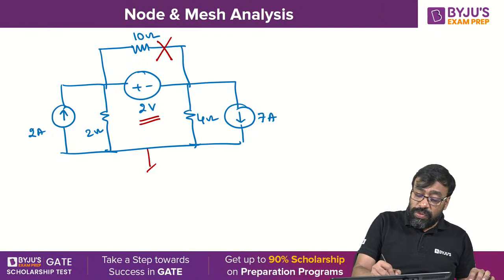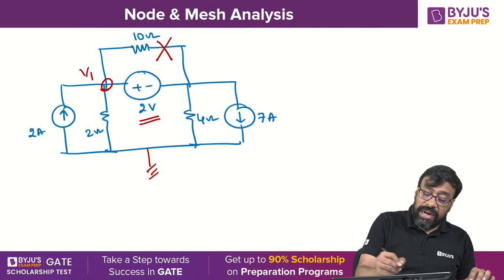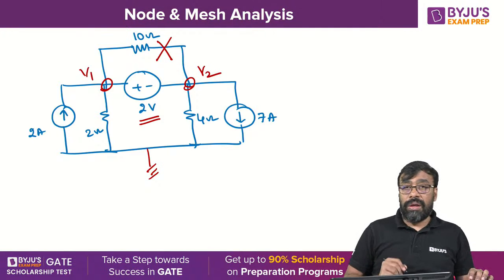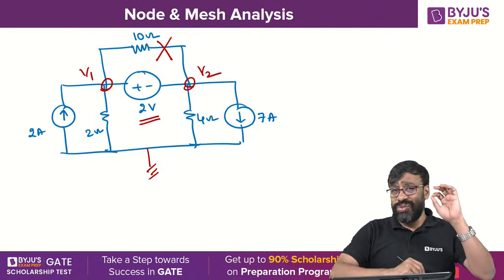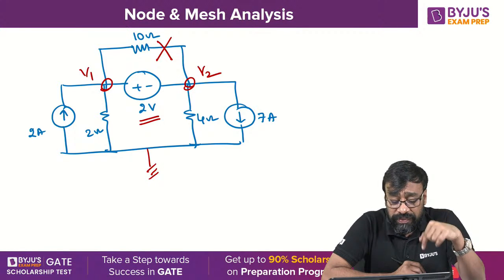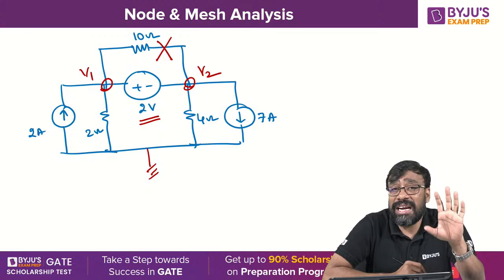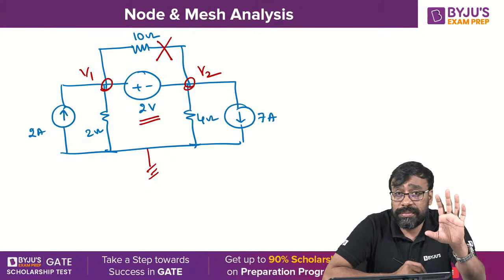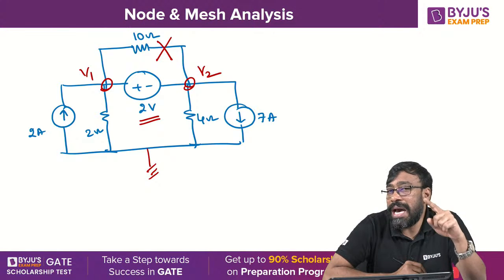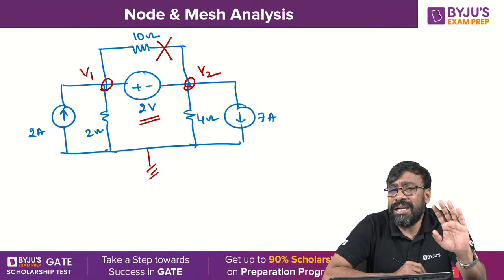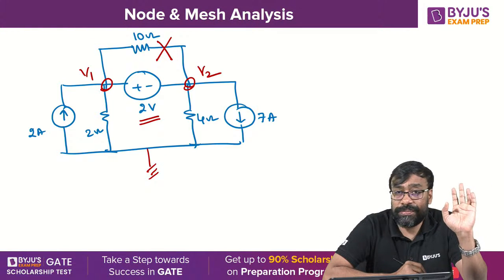As far as the node voltages V1 and V2 are concerned, I can neglect this 10 volts. Please respond quickly. Can I neglect that 10 ohm or not? Because that element is parallel to an ideal voltage source. Any element parallel to an ideal voltage source can be neglected.